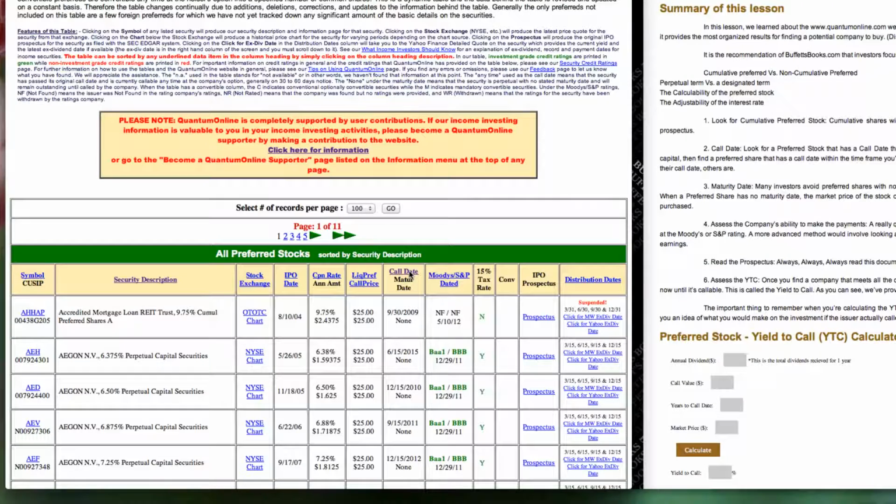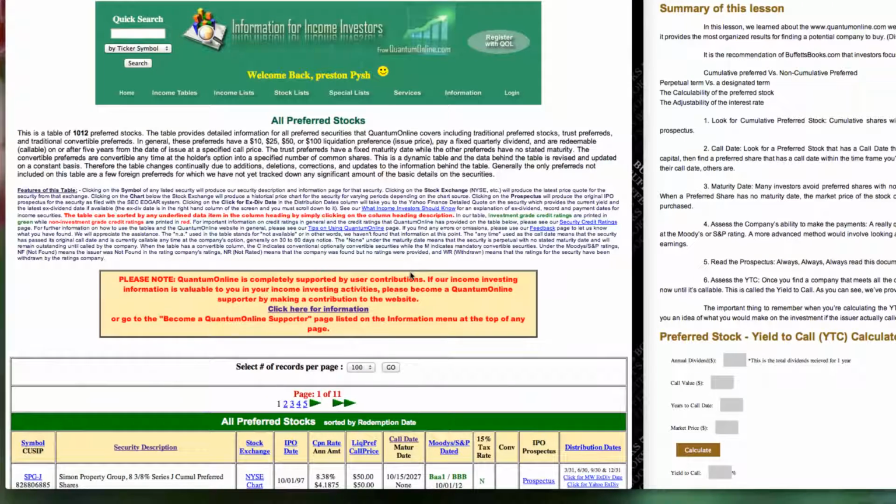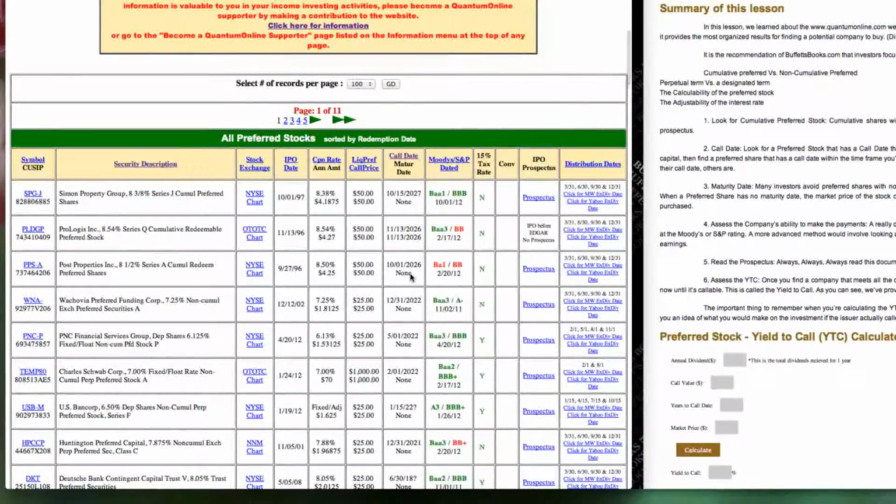So we go ahead and click on call date, and you can see that it pulled up all these securities based off of the longest call dates. And if you were to go through the next couple pages, you'd see that the call date keeps decreasing. So here, this very top one is for Simon Property Group. And you can see it has an 8 3/8% yield on the dividend. And this is a cumulative preferred stock, which is good. We'll talk about that in just a second.